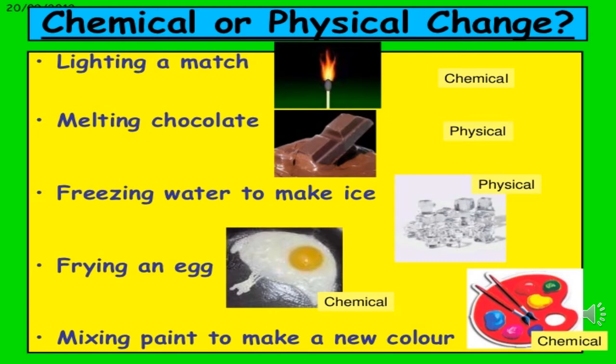Freezing of water to ice is again a physical change because there is only a change in state taking place. Frying of an egg is a chemical change because a new substance is being formed, the egg is being converted into a porridge-like solid, and we cannot get back the original substance. So it comes under the category of chemical change. Mixing paint to make a new color in a palette is also a chemical change because a new color is formed and we cannot get back the original colors from it.